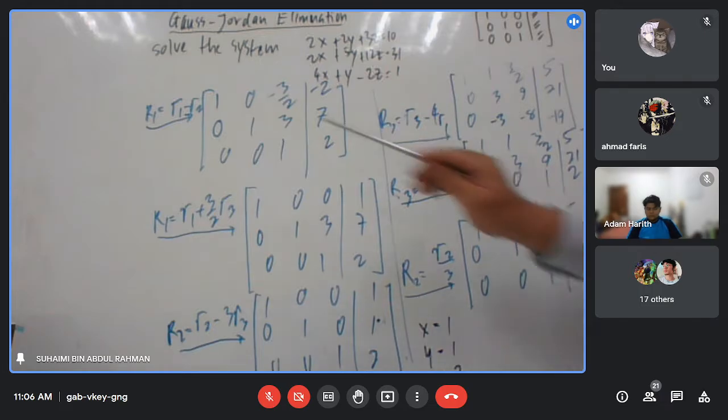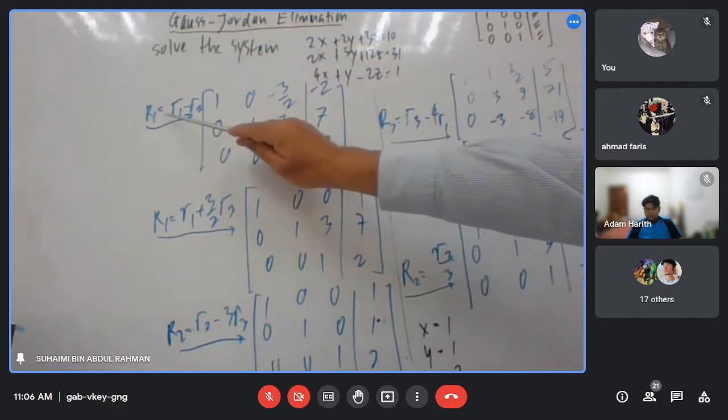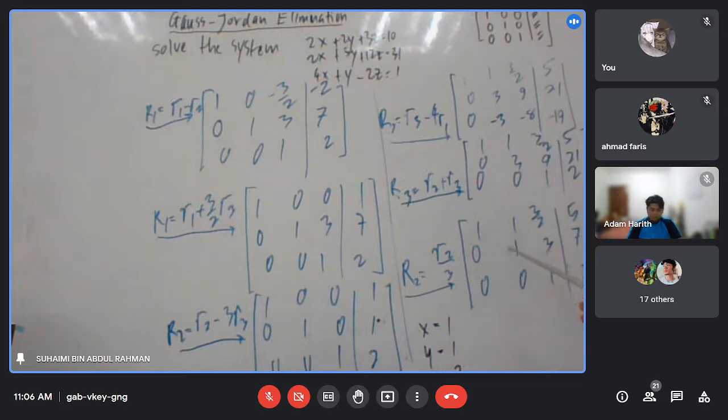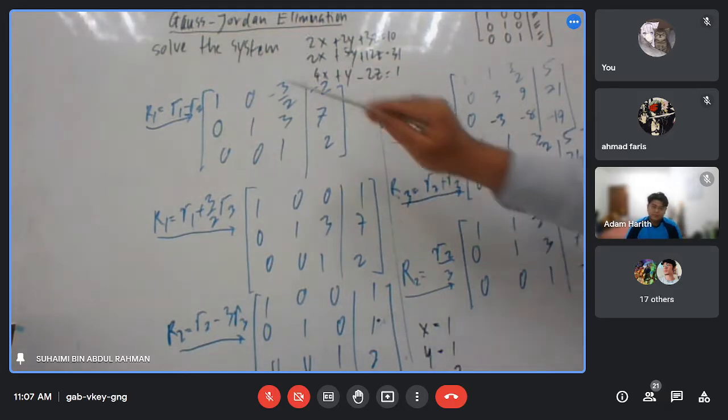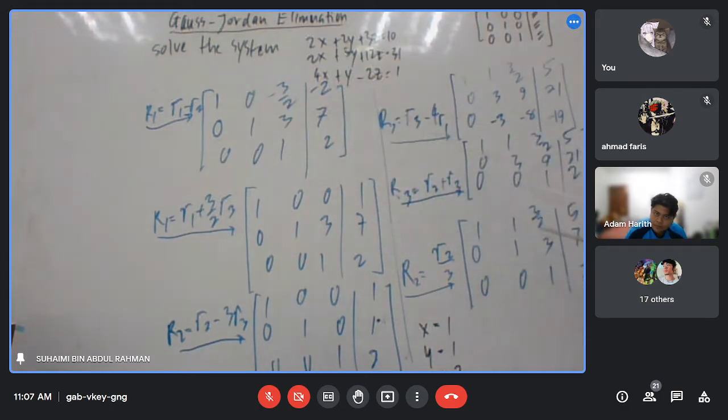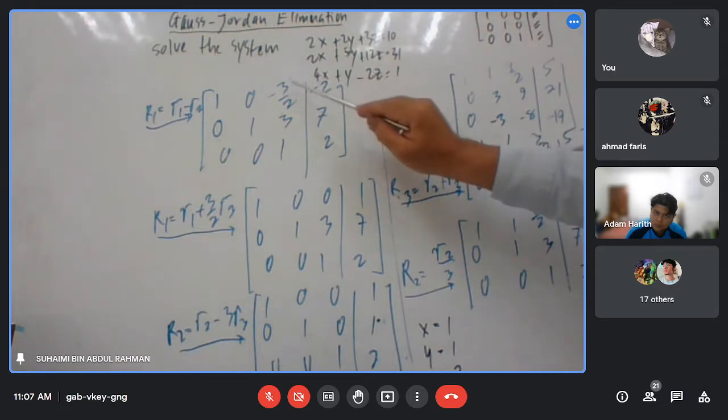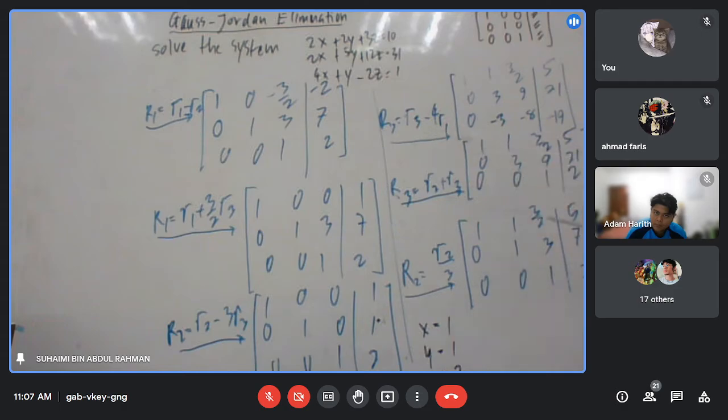How to make 0 there? Here is R1. You change R1. How to make 0? R1 must be minus R2, because if we want to make 0 here, we need to keep 1 here. So in order to keep 1, R1 minus R2. 1 minus 0, 1. 1 minus 1, 0. 3 over 2 minus 3, which is minus 3 over 2. And 5 minus 7, minus 2.